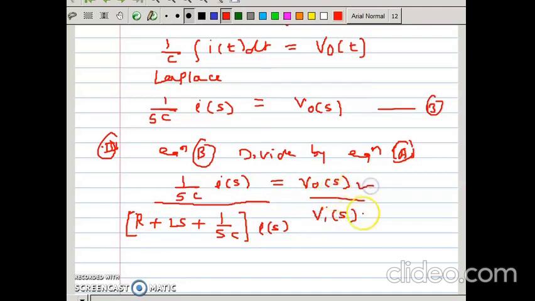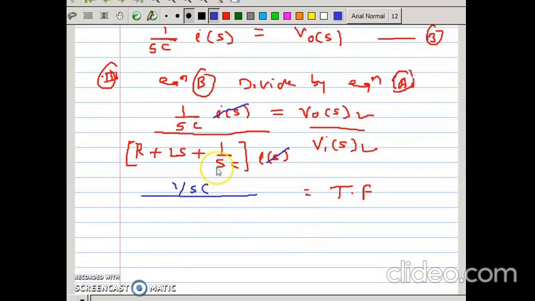See, VO upon VI, it is the transfer function, right? Now see, I of S is available on both sides, in both the numerator and denominator, so both are cancelled here. Now 1 upon SC as it is. Cross multiply here, SC is cross multiplied with the R, so it is RCS plus, cross multiply with the LS, so it is LCS square plus 1, whole divided by SC, right?